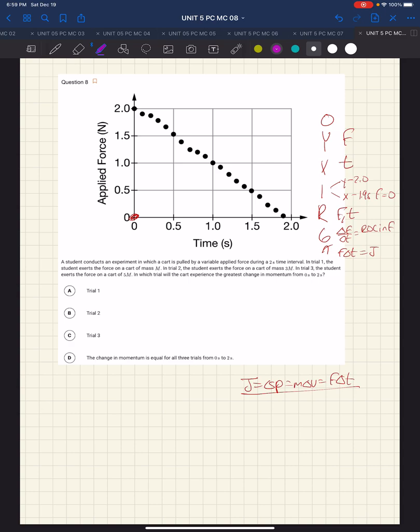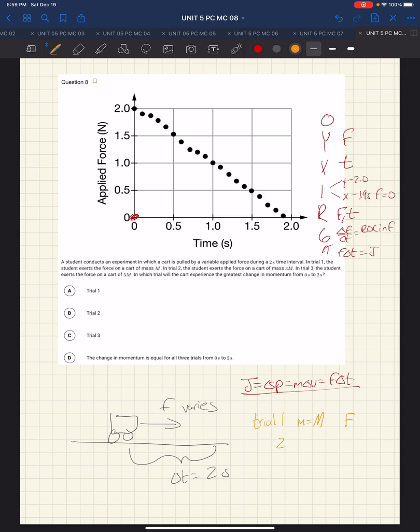A student experiment is pulled by a variable applied force during a 2-second interval. So we have this cart being pulled. There is a force that varies. The delta t is 2 seconds. In trial 1, a student exerts a force on a cart of mass m. So mass equals m, and there is a force.